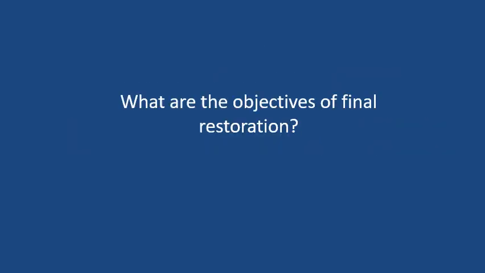What are the objectives of final restoration? أولا, we have to restore the function and the aesthetic. ثانيا, provide adequate retention and resistance for the coronal restoration. ثالثا, we have to protect and preserve the remaining tooth structure from fracture. ثم prevent reinfection by providing coronal seal for the root canal system.